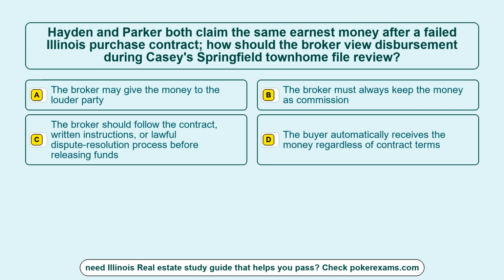Question 7. Hayden and Parker both claim the same earnest money after a failed Illinois purchase contract. How should the broker view disbursement during Casey's Springfield townhome file review? Option A. The broker may give the money to the latter party. Option B. The broker must always keep the money as commission. Option C. The broker should follow the contract, written instructions, or lawful dispute-resolution process before releasing funds. Option D. The buyer automatically receives the money regardless of contract terms.